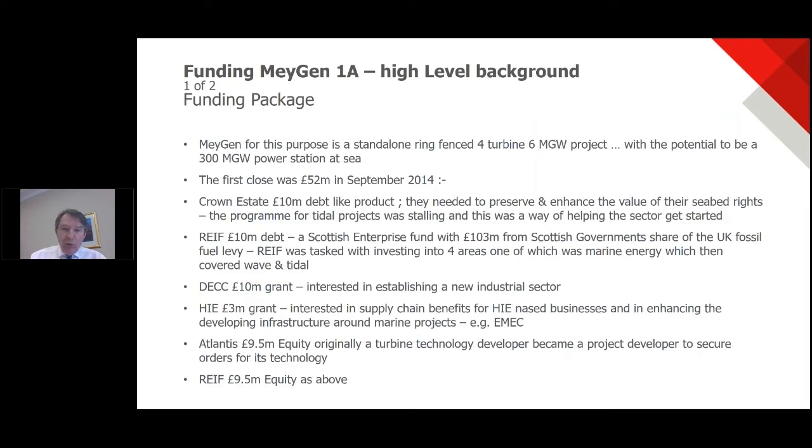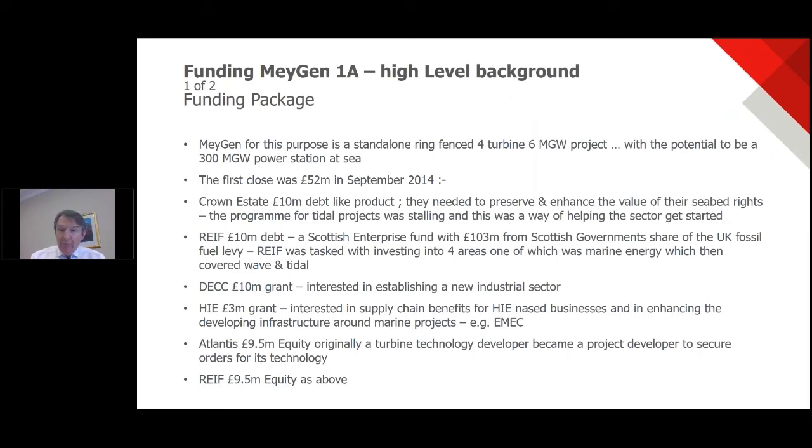Then REEF, the Renewable Energy Investment Fund, which is a Scottish enterprise fund operated by the Scottish Investment Bank, which is part of Scottish Enterprise, a fund of £103 million in total, which came from the Scottish Government share of the UK fossil fuel levy, £10 million of debt. That was effectively a match for the Crown Estate, and the reasons for REEF getting involved were clearly to seek wins for Scotland PLC, and those wins look like supply chain jobs, supply chain work, the anchoring of a potential new industry in Scotland, expertise, and yes, the potential of upside.